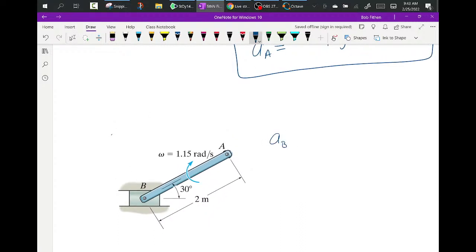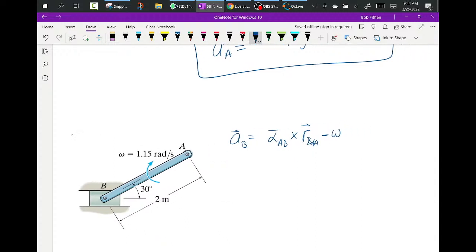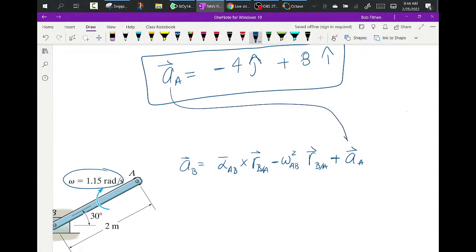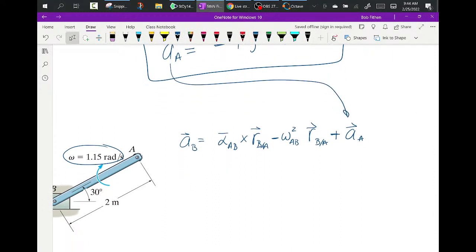Acceleration of B is equal to acceleration of B relative to A, which has two components, which has the alpha AB cross R BA minus the omega of AB, and I'll just go ahead and use this one, squared times R, excuse me, and then plus acceleration of A. Now, we got this a minute ago, but now we're going to focus on this.